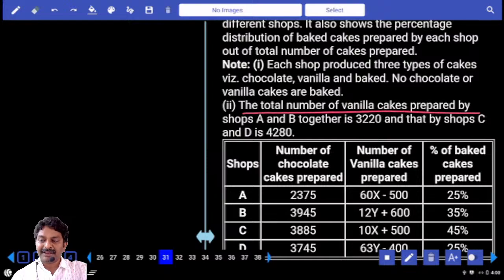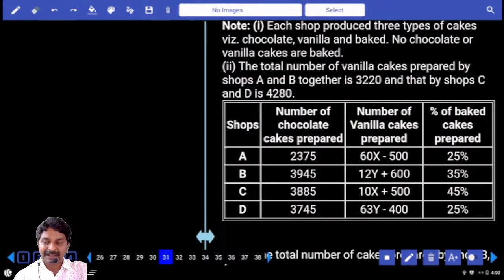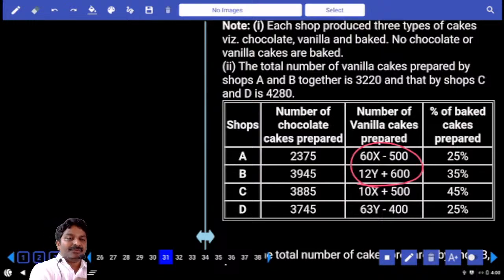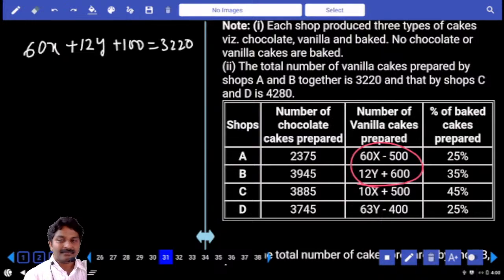The total number of vanilla cakes prepared by shops A and B together is 3220. Shop C and D is 4280. This is about vanilla. Shops A and B together means the sum of these two numbers, which is equal to 60x plus 12y plus 100, which is equal to 3220. That is what is mentioned here.